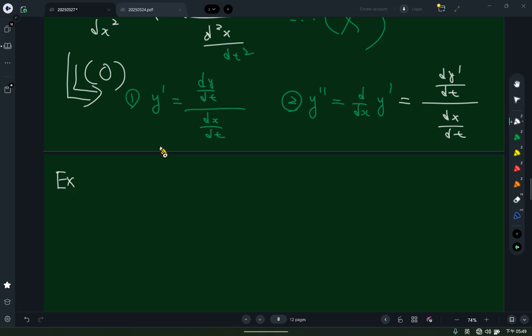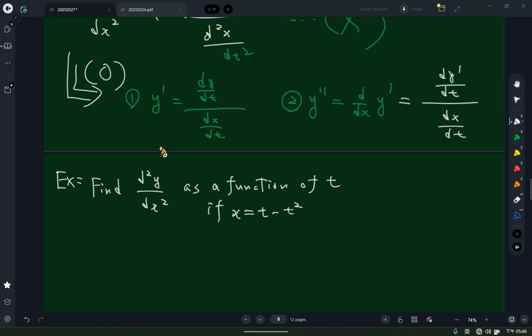For example, can you find the second order derivative for y as a function of t? In this case, if s is equal to t minus t squared, and y is equal to t minus t to the power of 3. Okay, so if we want to get the second order, the solution here should be, first step, try to get the first order derivative.